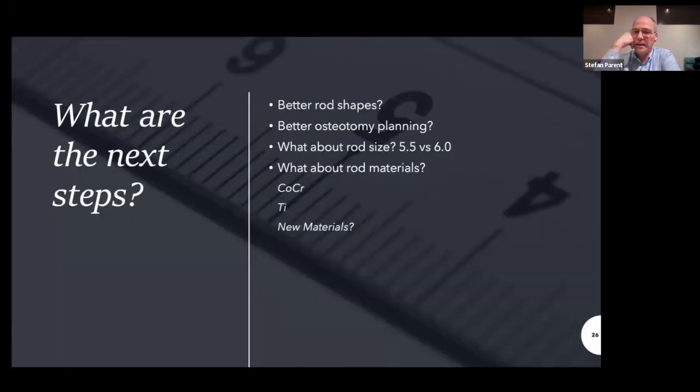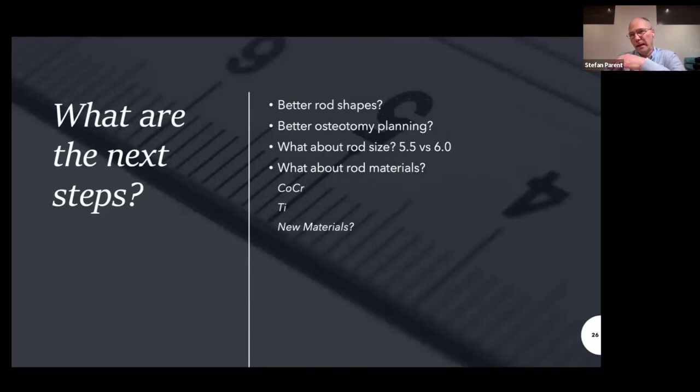So what are the other things that we can look at? I mean, there are different ways of making better rod shapes. We can plan osteotomies better. Bigger rods can maybe help you get to the result you want. We've been working closely with different industries to try to simulate surgery ahead of time, to see if there are new materials that we could use. But this is all upcoming, but there are ways now that you can actually simulate the surgery prior to doing the surgery, which can help you make that decision ahead of time.